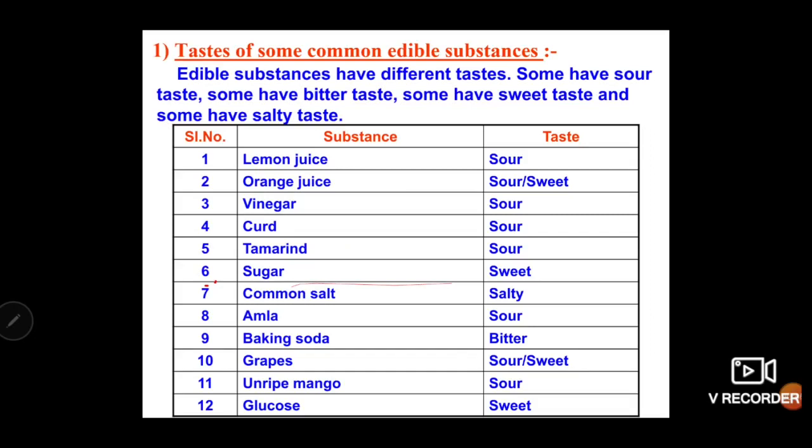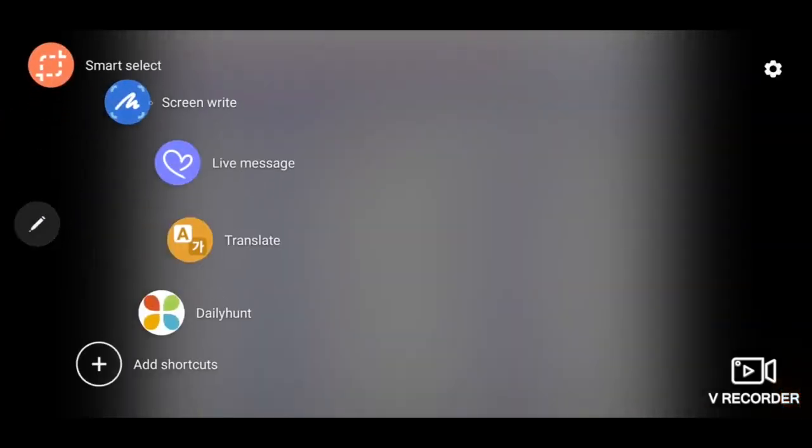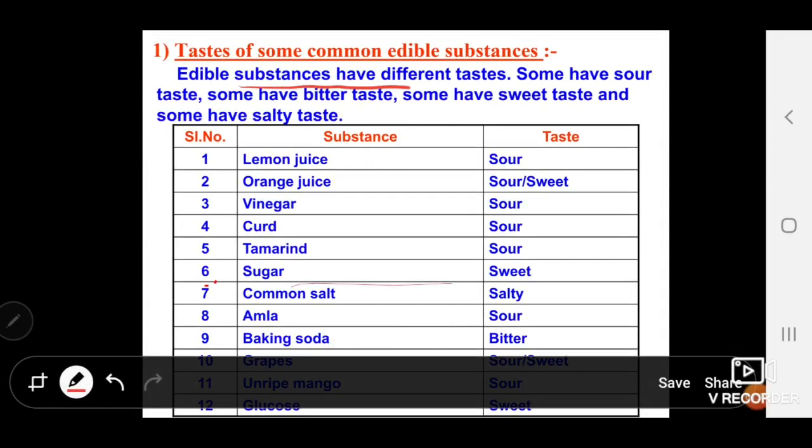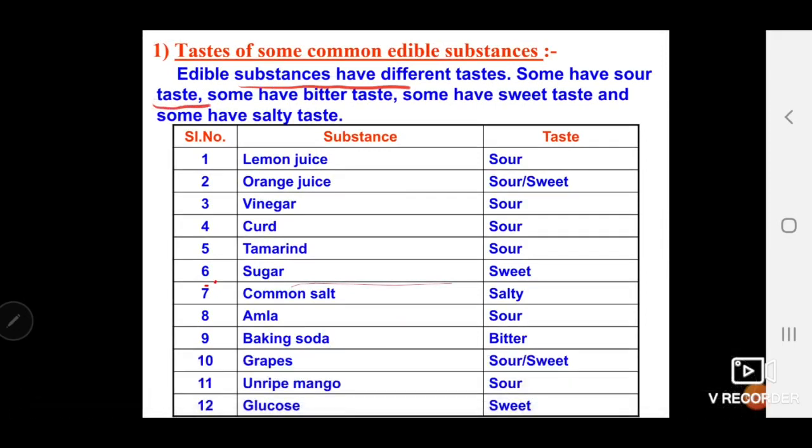In this class, we would start with the tastes of some common edible substances. Whatever substances we are going to use in our day to day life, we need to check what their tastes are. I hope you are all very familiar with this. We will try to recall all the tastes once again. Edible substances have different tastes. For example, some have sour taste and some have bitter taste.